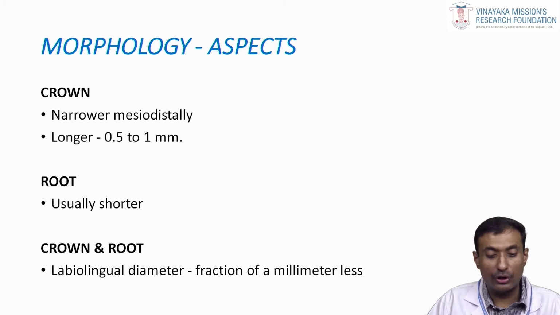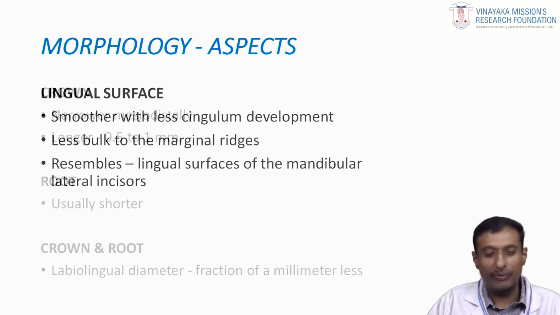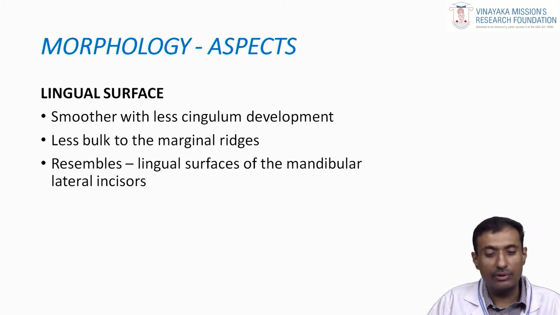The root is usually shorter than the maxillary canine, and the labiolingual diameter of the crown and the root is just a fraction of a millimeter less. Now we shall see the lingual surface. The lingual surface is smoother and has a less developed cingulum. The bulk is less for the marginal ridges, and it resembles the lingual surface of the mandibular lateral incisors, as I will show in the next slide.